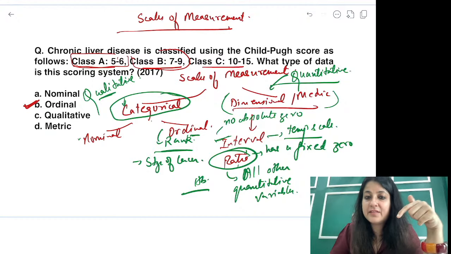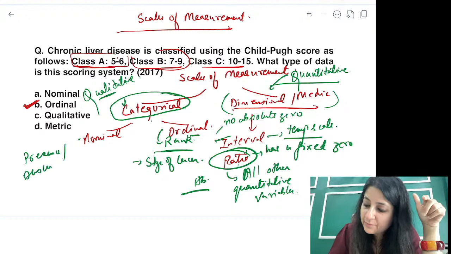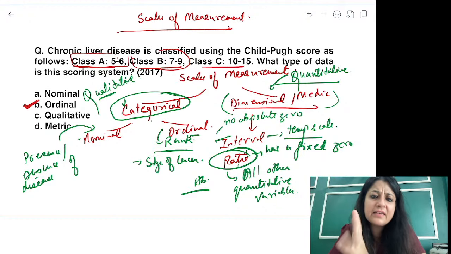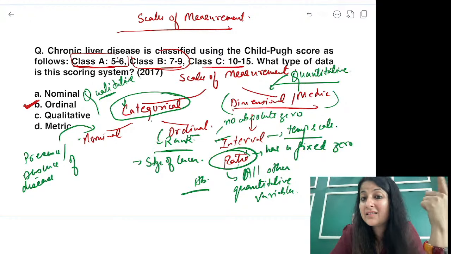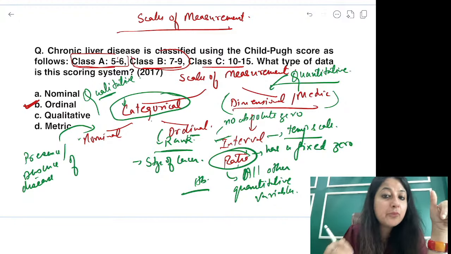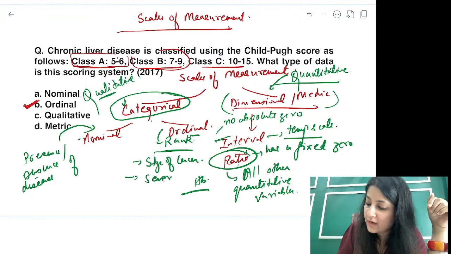Do you have cancer? What is the answer to that? Yes or no? So presence, absence of disease, guys. Presence, absence of disease is which type of scale? Nominal. Because the answer is, do you have cancer? Yes or no? You can't put it in an order. But if I ask you what is the stage of cancer? Stage of cancer is an order. You can put it in a rank. Severity of hypertension, you can put it in a rank.